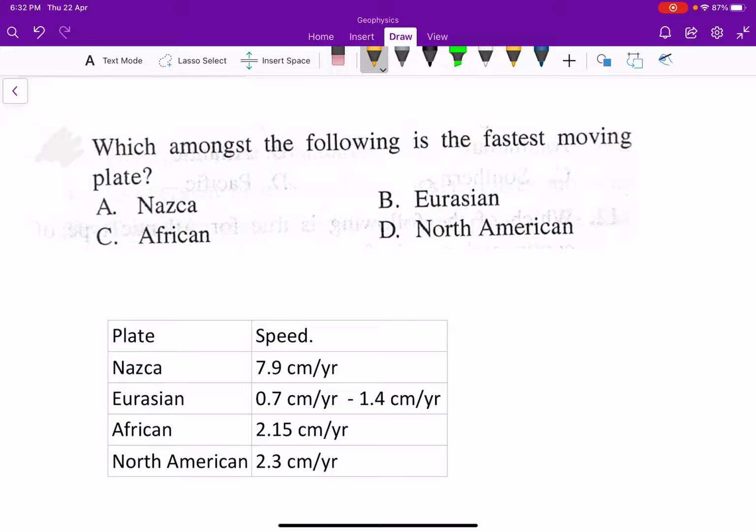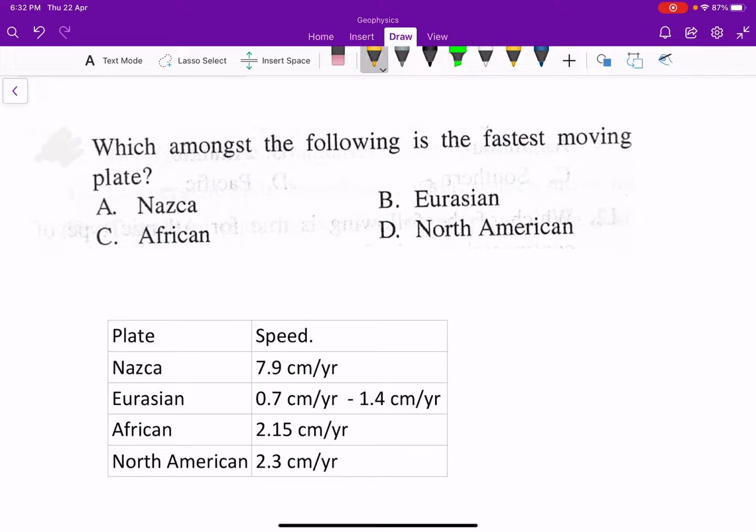In this video, I am going to solve a few MCQs which are very important for all examinations related to earth sciences. So the first problem is, which amongst the following is the fastest moving plate? Option A is Nazca, option B is Eurasian, option C is African, option D is North American.